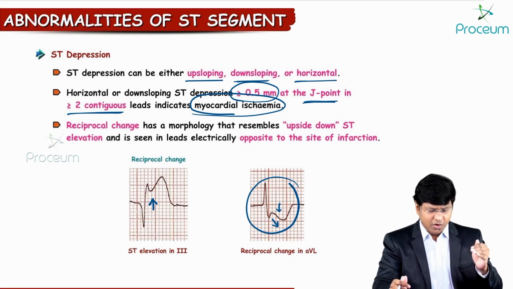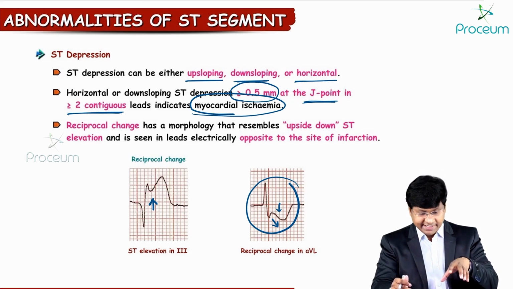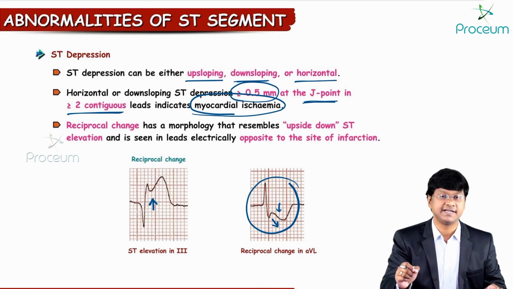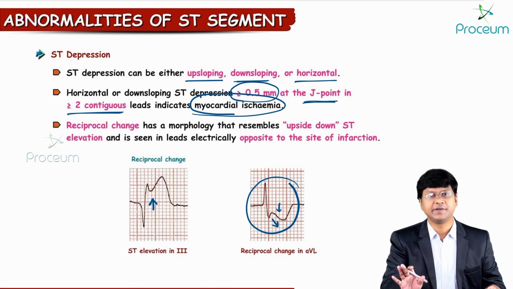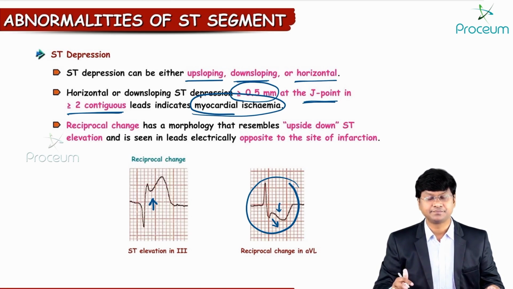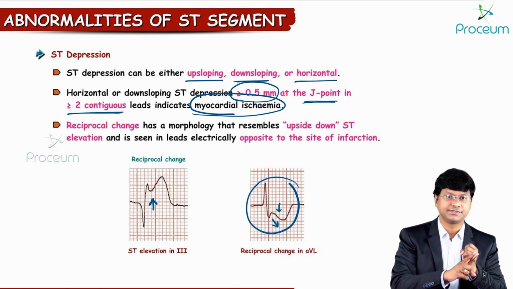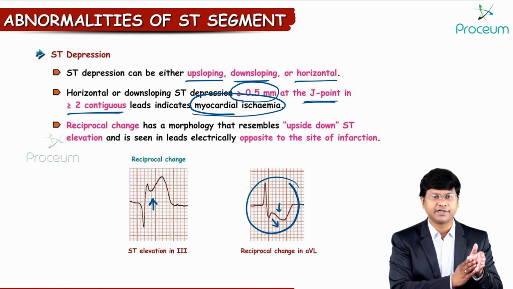Now, let me tell you all the conditions where you will have ST segment depression. In this slide, what is the very important point? When do you call significant ST depression? If the ST depression is more than or equal to 0.5 mm at the J point. Now take the causes of ST segment depression. In ST elevation MI, you have ST elevation.